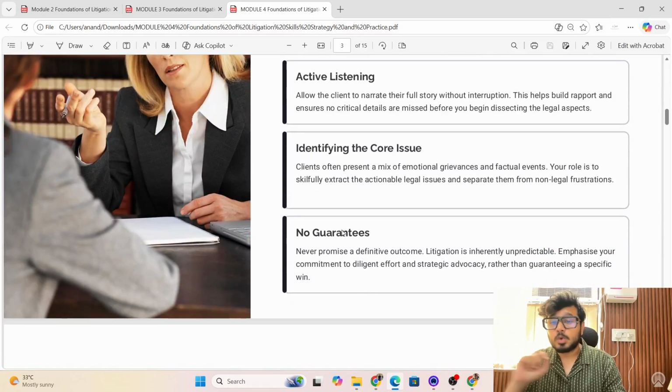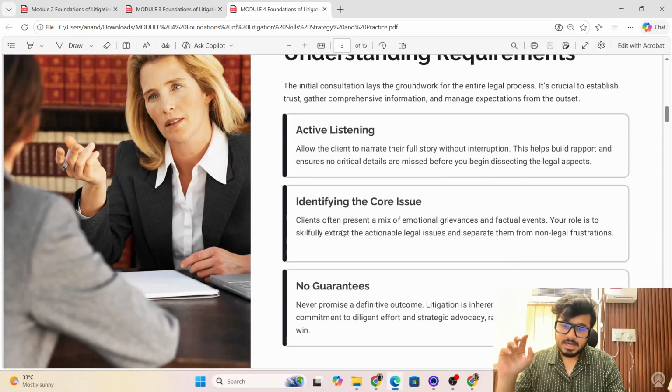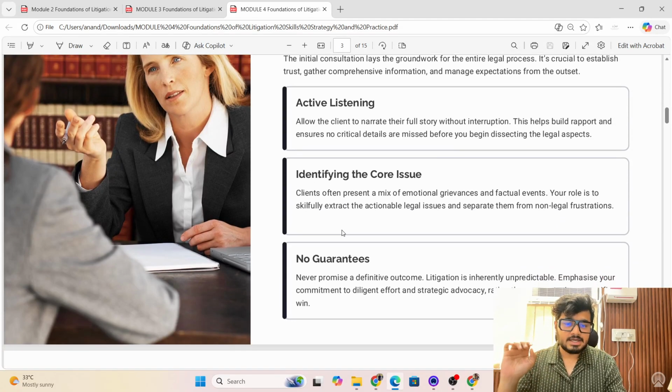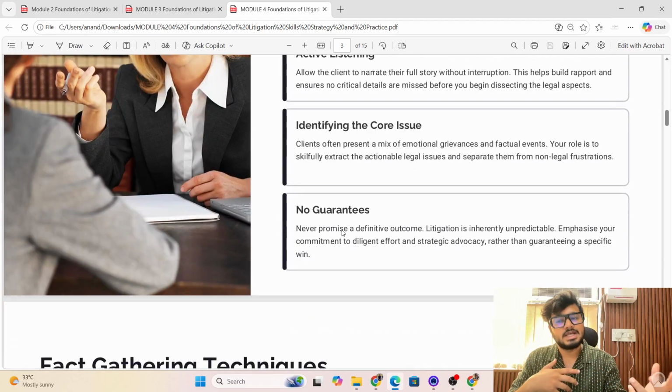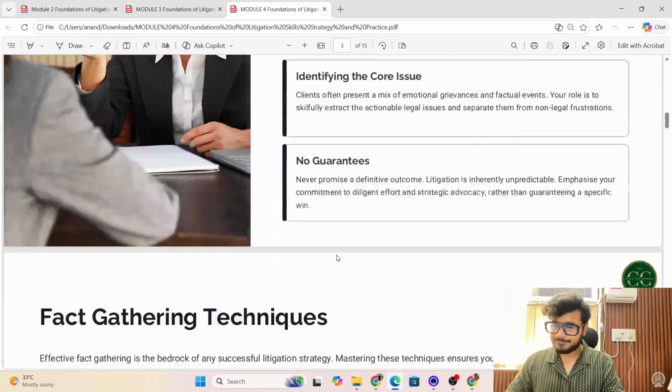And also, no guarantees. Never guarantee your client or promise your client a definitive outcome, because litigation is apparently a very lengthy process, right? And the judge has to abide by the statute, the procedure given under the statutes. So eventually it becomes a very lengthy process, and never promise your clients that this much time would be taken to end your case, or this much time would be taken to give you an effective remedy.